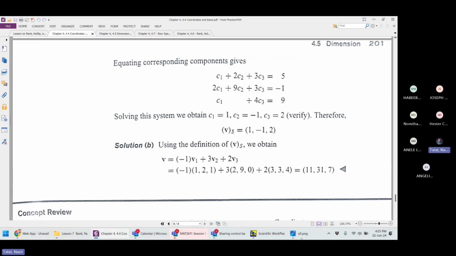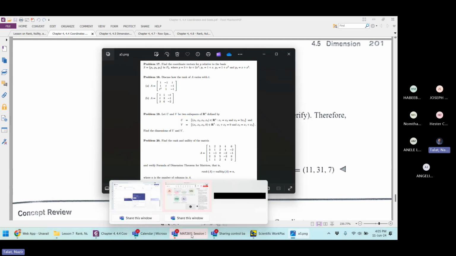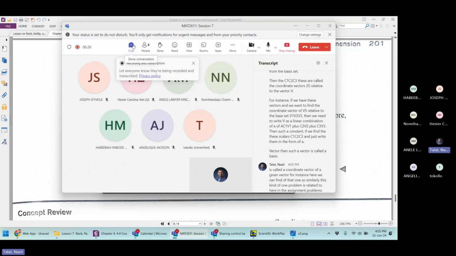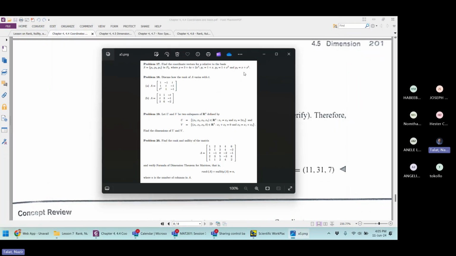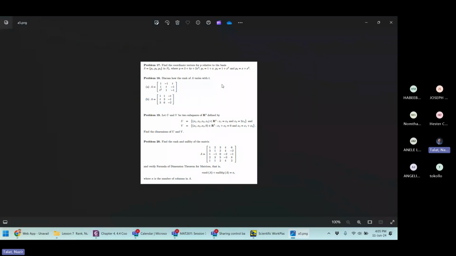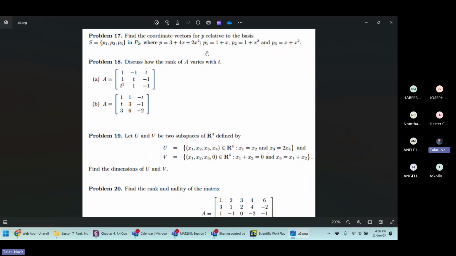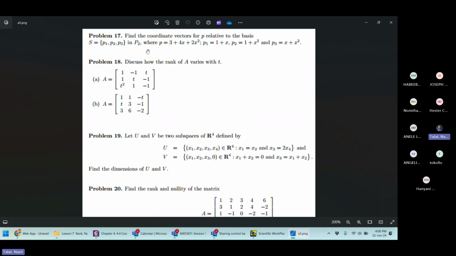Similarly, this kind of problem is related to the assignment problems. For instance, in the case of a vector space, we have the polynomials. We know the collection of all polynomials of degree 2 is a vector space. Suppose that p1, p2, p3 are the basis for polynomials of degree 2. Then find the coordinate vector of p relative to this basis p1, p2, p3.